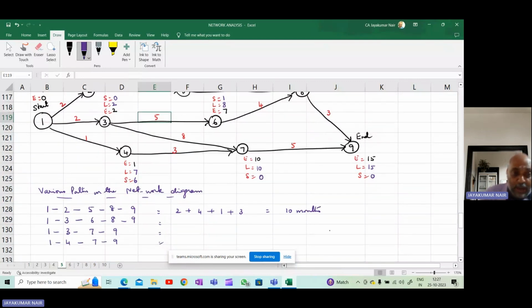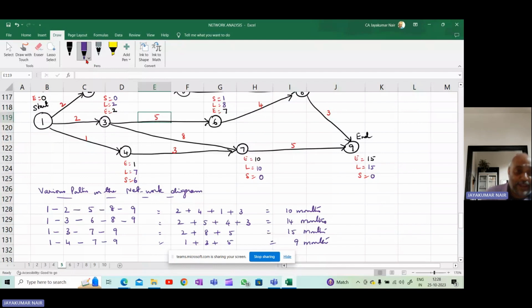Now the second path, 1 to 3, 2 months. 3 to 6, 5 months. 6 to 8, 4 months, and 8 to 9, 3 months. So that gives 14 months. The next one, 1 to 3, 2 months, 3 to 7, 8 months, 7 to 9, 5 months. So what do you get? 15 months. And the last one, 9 months.